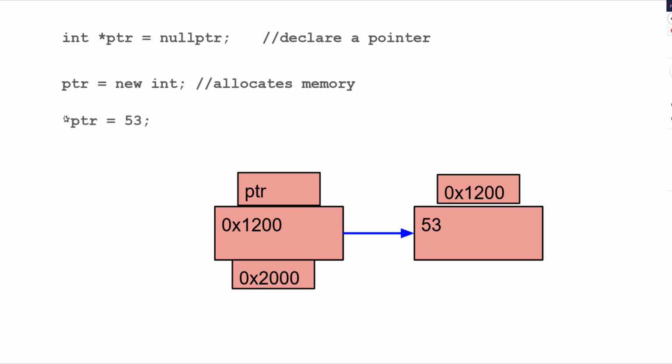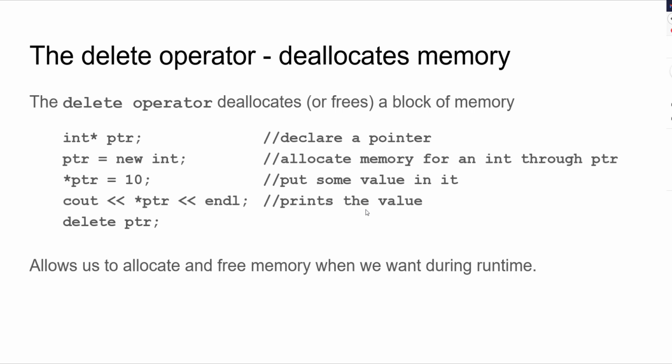Then you say star ptr equals 53, which puts a value of 53 in this. So int star ptr equals nullptr initially creates a null pointer with nothing in it. Ptr equals new int allocates this memory, takes its address, puts it into ptr, and then we put a value into it using star ptr. Now the only way to access this memory location 1200 with the value 53 is through the ptr. There's no other way to access this memory location that you've created.